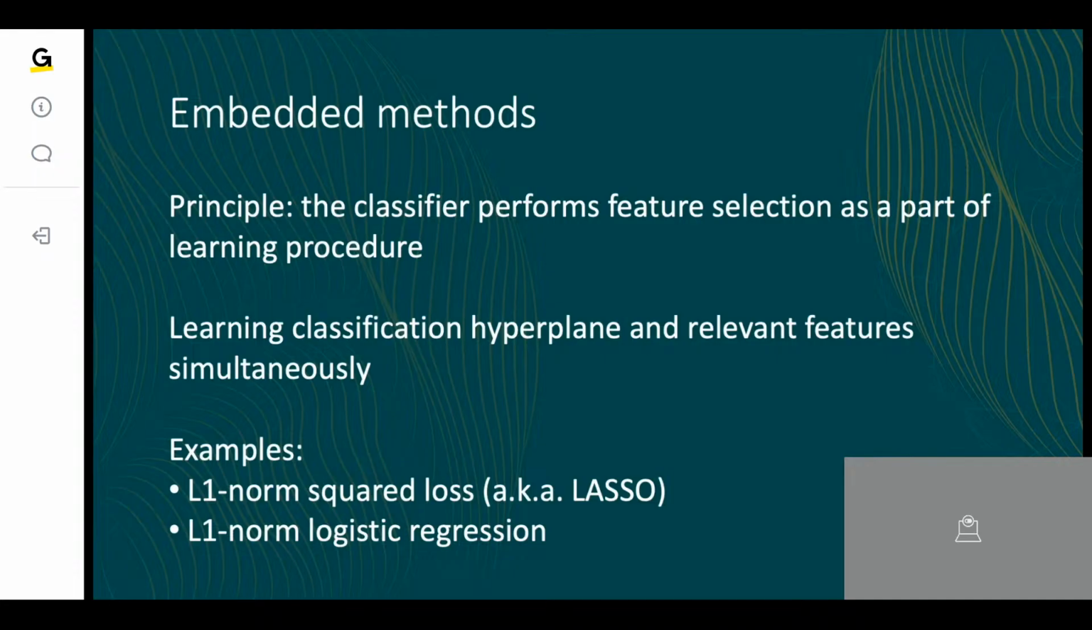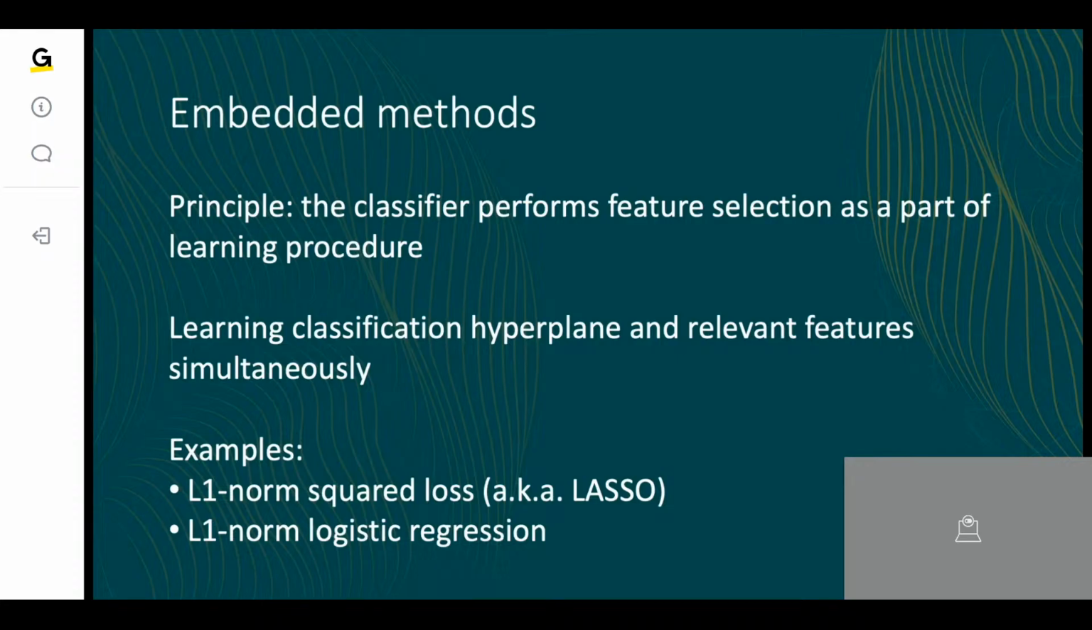Okay, so the third class of methods that we talked about were the embedded methods. Now, the embedded methods tend to outperform the others usually. The principle behind the embedded methods is straightforward: you combine the feature selection as part of the model learning process itself. And I'll show you how that works out.